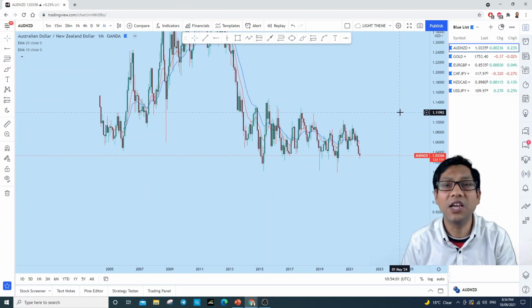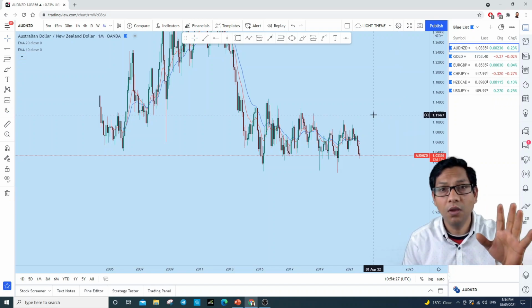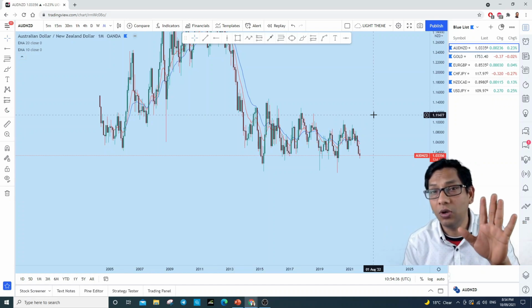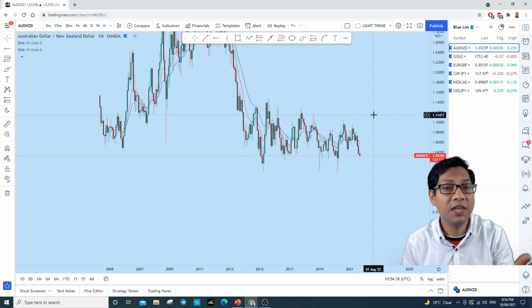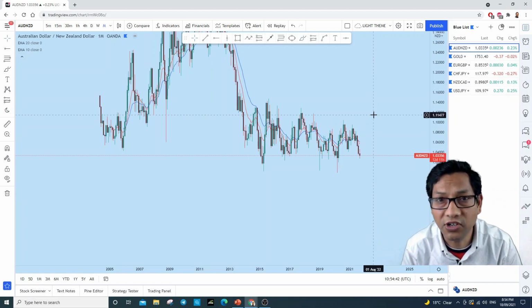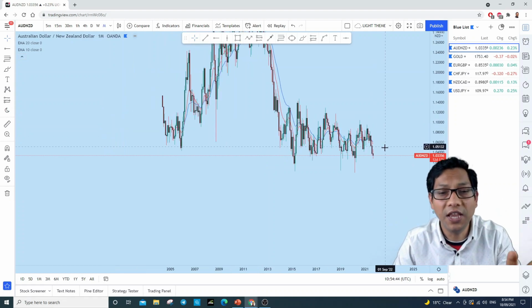Okay, so let's start with AUDNZD. First, let's look at the bigger picture. Always remember, to see the direction of the market, you always have to look at the bigger picture. Monthly, weekly will give you a clear direction. Daily, 4-hour and lower time frame is for the entry. With that said, let's begin with the monthly.